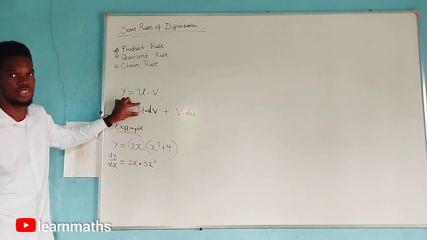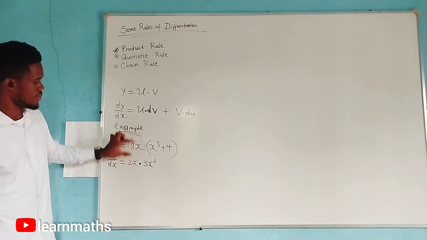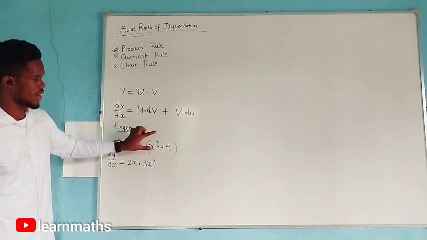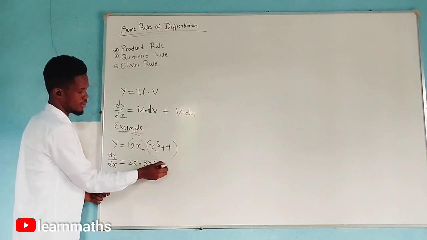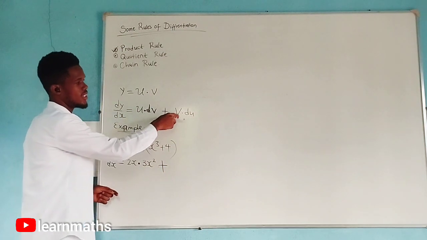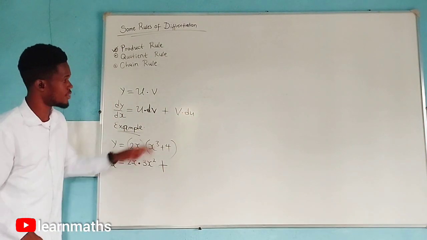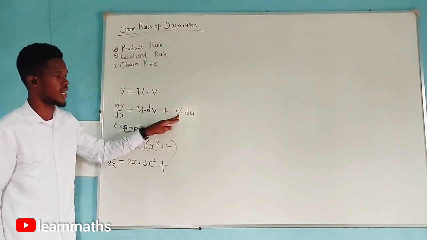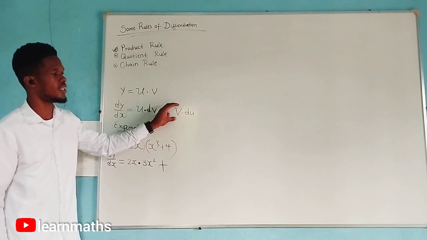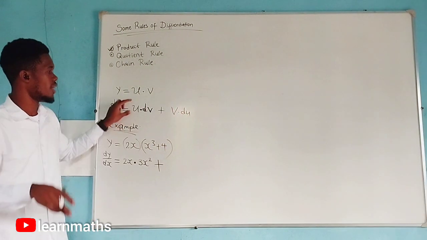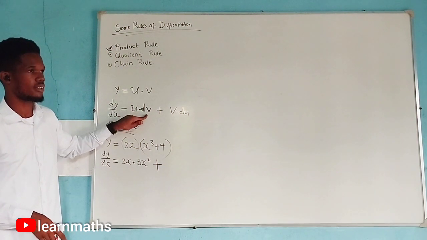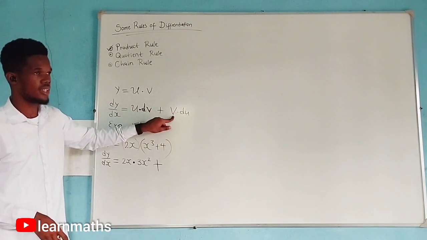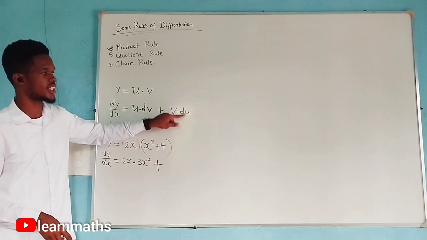Remember, you don't differentiate u. You just keep the u there and multiply it with the differential of v, right? Now that's for u dv plus. Now let's get v du. This time around, you don't differentiate v, right? Instead, you multiply v with the differential of u. Here we didn't differentiate u, we just multiplied u with the differential of v. Now we're not going to differentiate v, we multiply v with the differential of u.